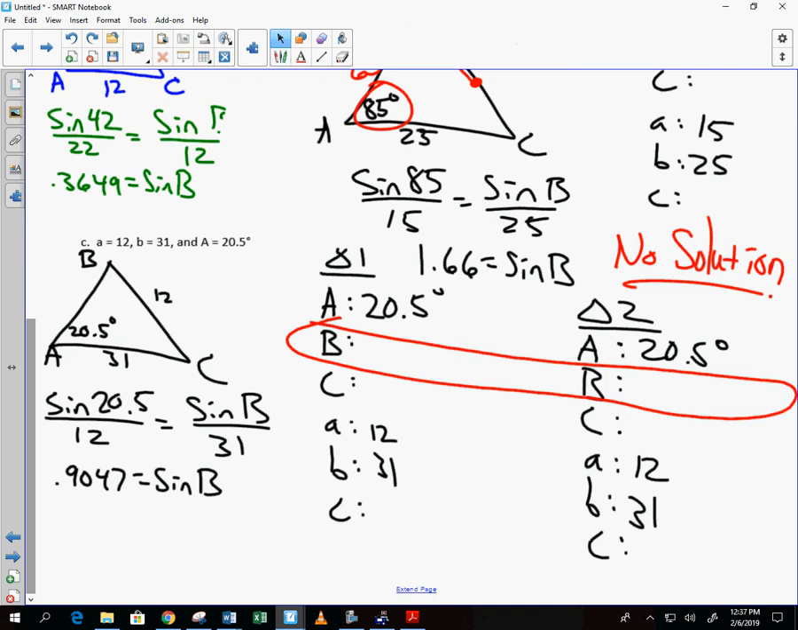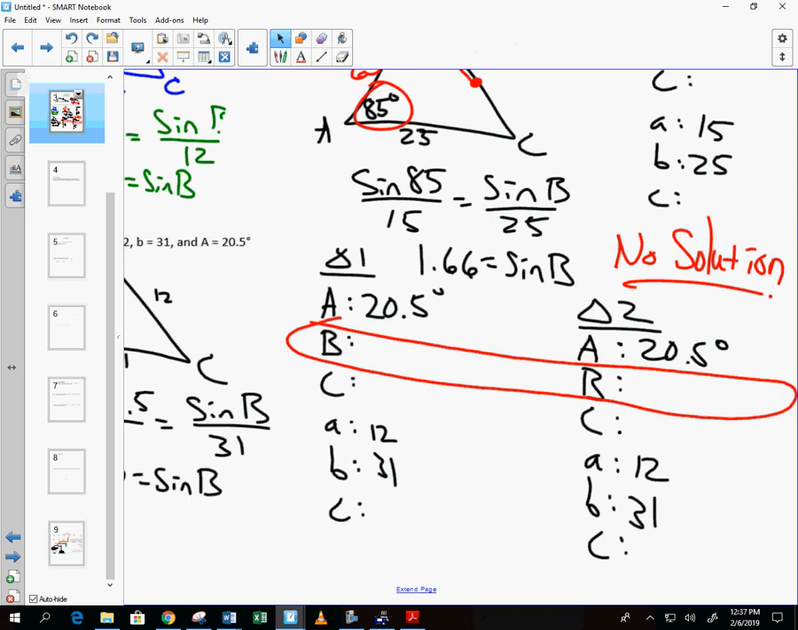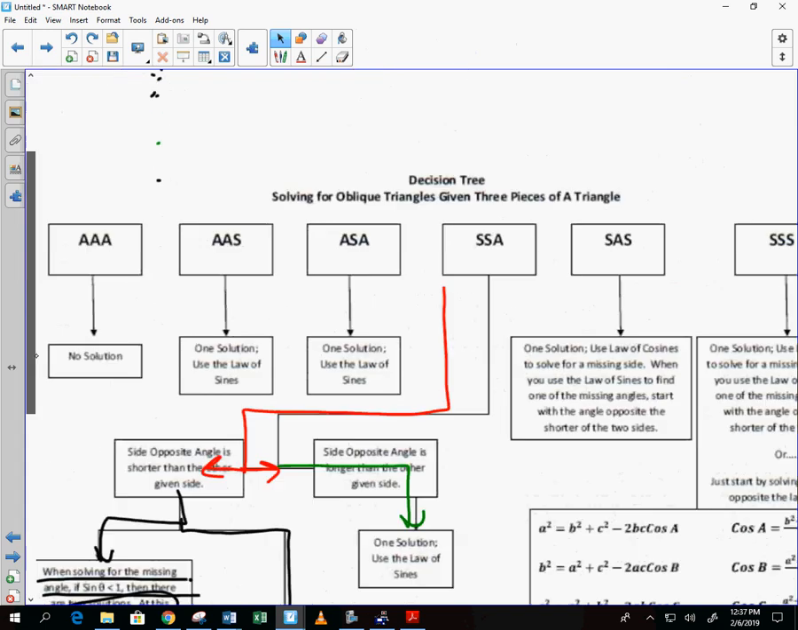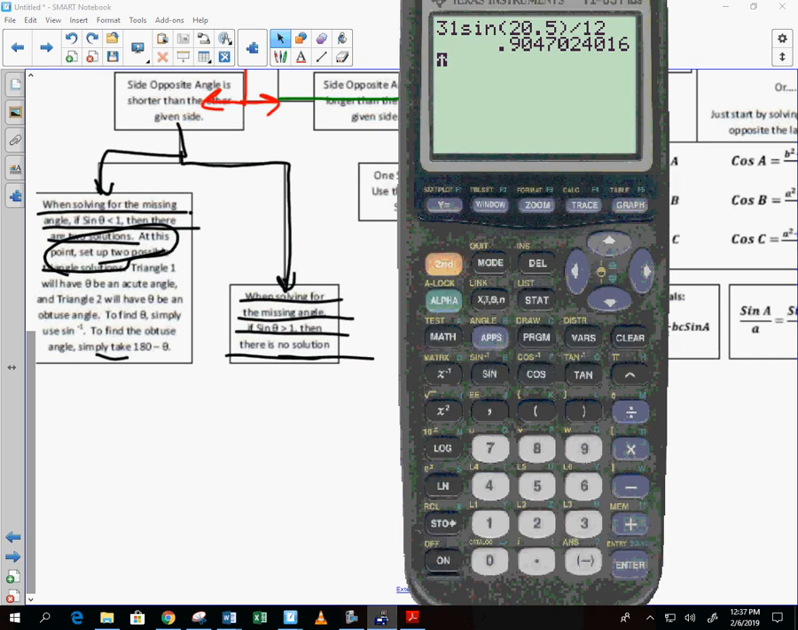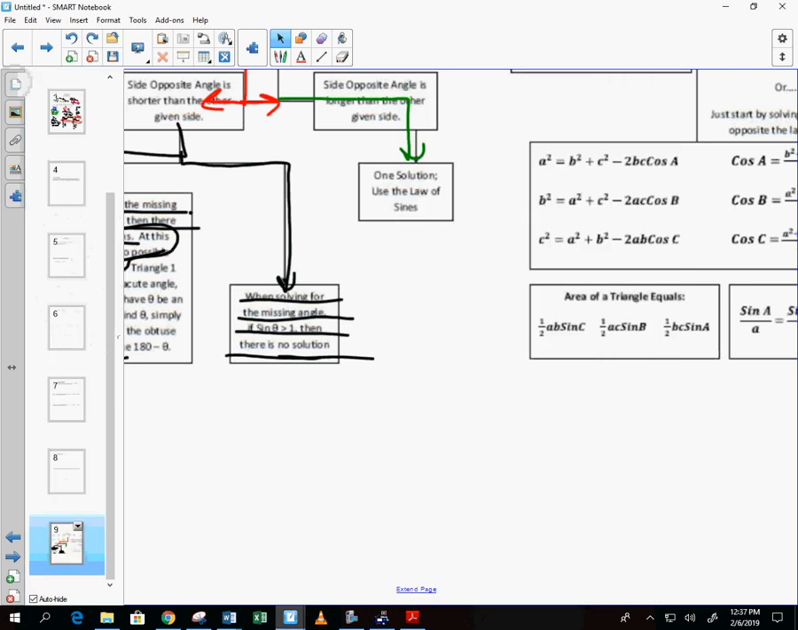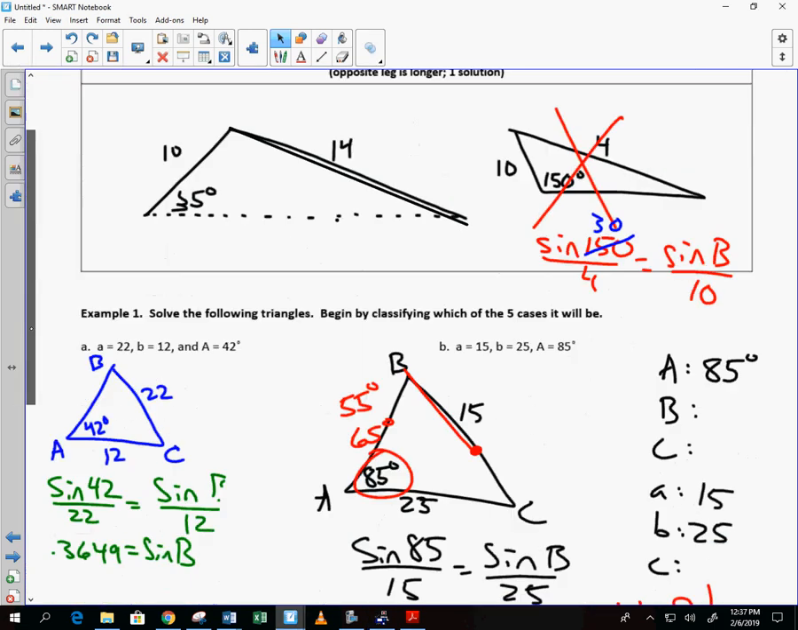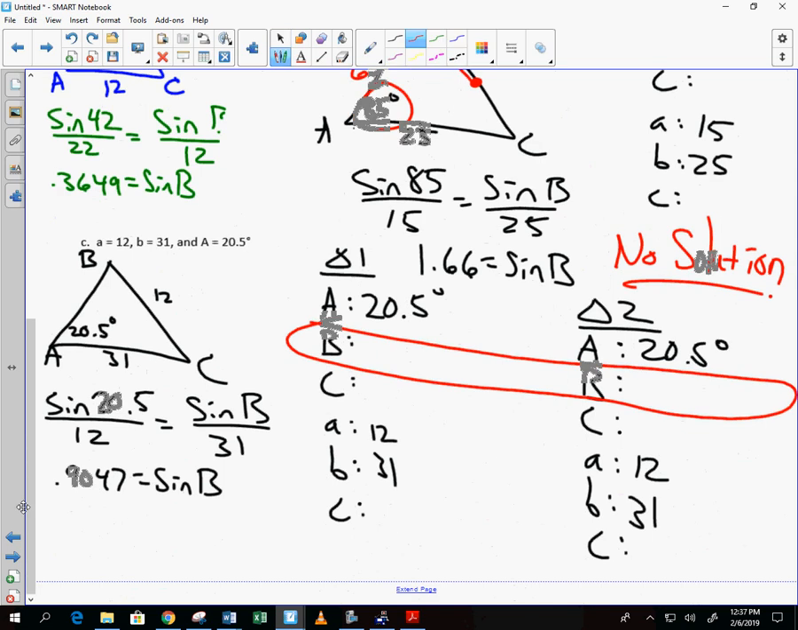The decision tree tells you what to do. It says, triangle 1 will have theta, or your angle, be an acute angle, and triangle 2 will have theta be an obtuse angle. To find theta, use sine inverse. So I'll do that. Sine inverse of my answer, and I get 64.78. So I'm going to go to my solution, and I'm going to write 64.78.